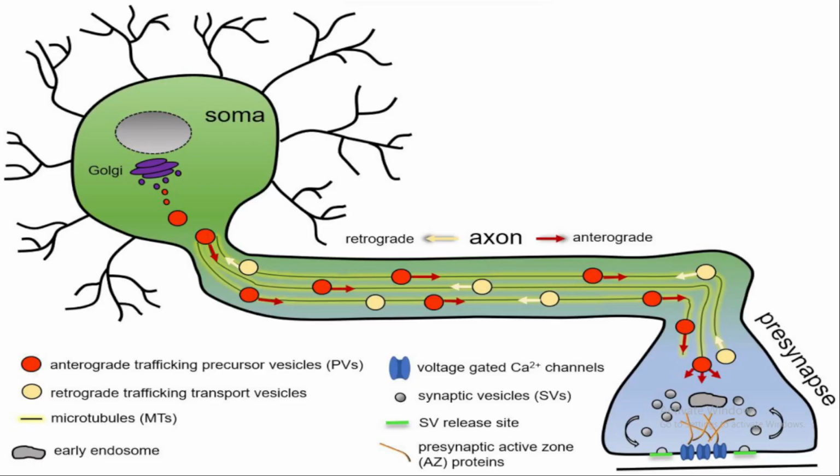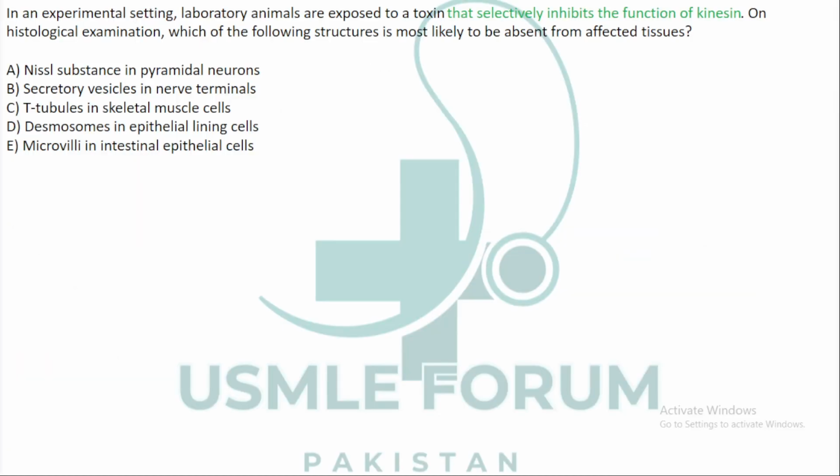So again, this is the way the kinesin works. From the red we have shown that kinesin is responsible for moving the vesicles anterogradely. So whenever you are talking about anterograde function, just think about kinesin and nothing else. Awesome. So now let's move towards our options and ask what needs kinesin to get where it needs to go.